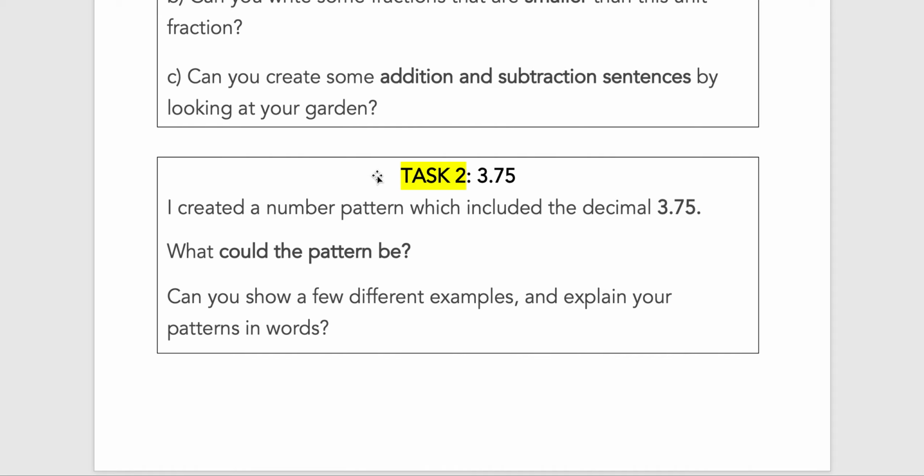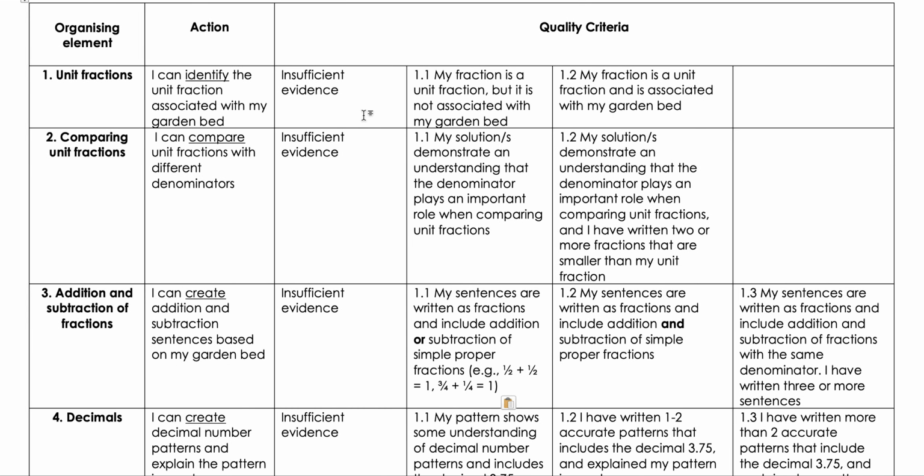Task 2 is 3.75. I created a number pattern which included the decimal 3.75. What could the pattern be? Can you show a few different examples and explain your patterns in words? So this one is very similar to our pre-assessment task, but just with a different decimal. You need to include 3.75 in your patterns. And there's also an assessment matrix that I'm going to share with you, just like we did for science, just so you have an understanding of the expectations.